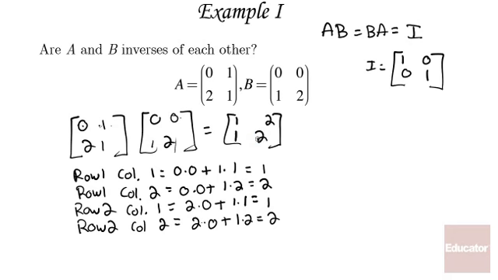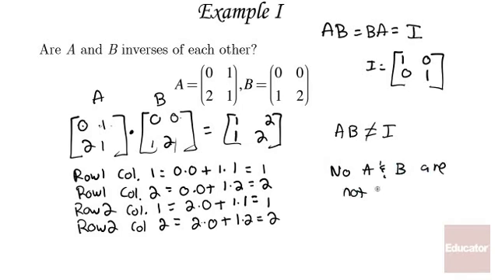All right, so the question I was asked is if these are inverses of each other. Well, when I took the product of A and B, I found that AB does not equal the identity matrix. This is not the identity matrix, this is. Therefore, are A and B inverses of each other? No. A and B are not inverses of each other. And I was able to check that using this property.